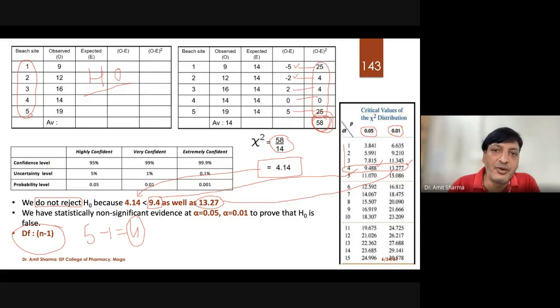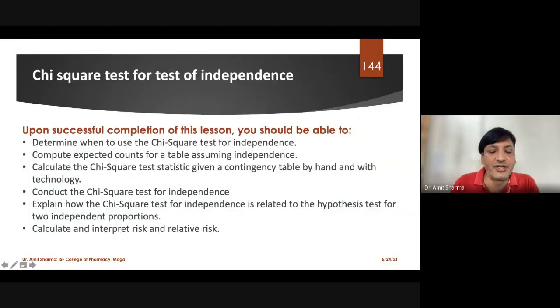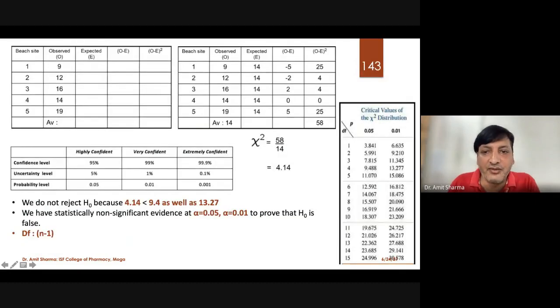So here you're not able to prove it, so we do not reject the null hypothesis. So the null hypothesis is proven. It has been proven that all beaches are similar. So when all beaches are similar, your score is low as compared to the table value. Clear? So this is the chi-square test.